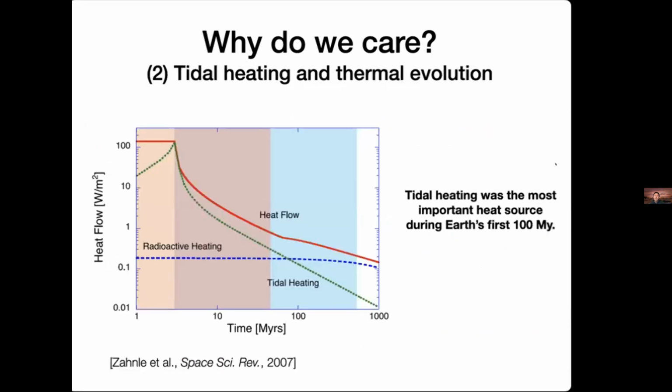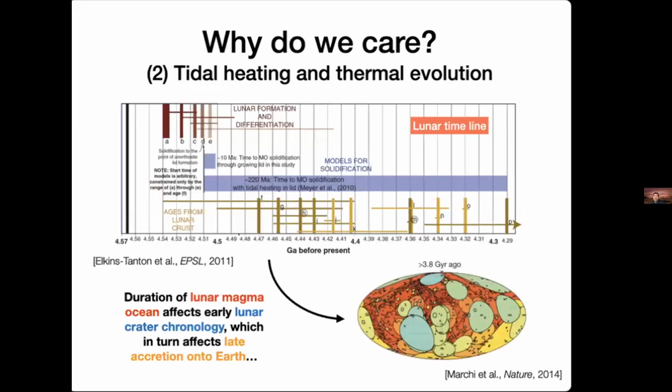The second reason is its impact on the thermal evolution of the early Earth and the early moon. When the moon was close to the Earth, tidal dissipation should be significant both within Earth and within the moon. And according to Zahnle and Sleep, tidal heating, which is shown here in green, was the most important heat source during the Earth's first 100 million years. And a similar thing can be said about the moon.